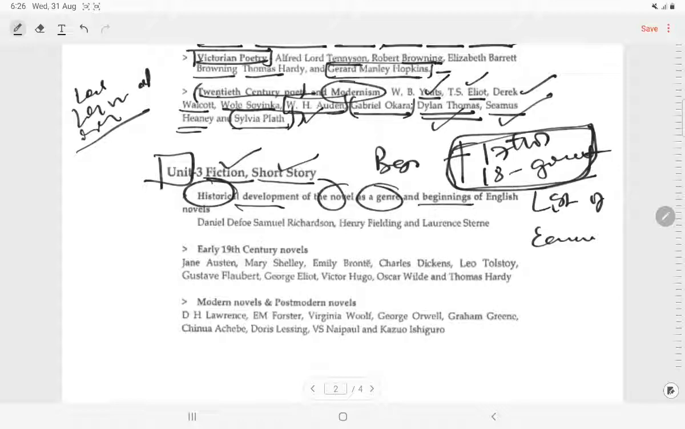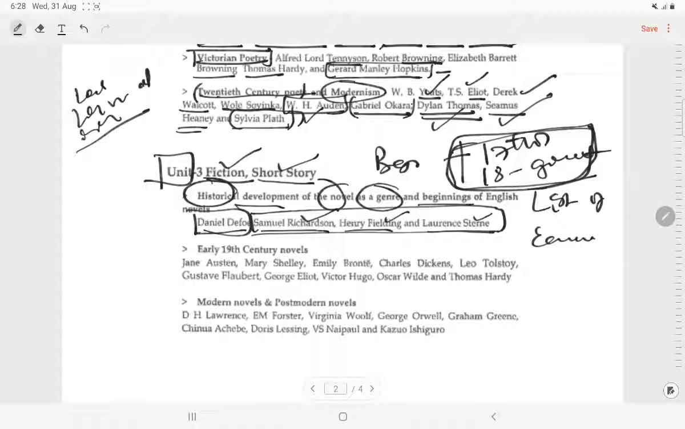Let's see who the very important early novelists are: Daniel Defoe, Samuel Richardson, Henry Fielding and Laurence Sterne. These four are very famously known as the cycle of novelists. Daniel Defoe belongs to the 17th century and early 18th century. Samuel Richardson, Fielding and Sterne came later in the 18th century. So their works are very important. We have to study them in detail, especially factual points about these novelists as well as their works.